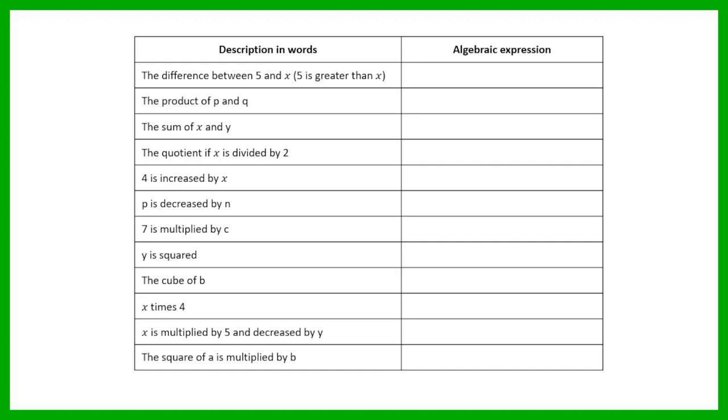Now we're going to practice writing things that you've been given descriptions for in words as algebraic expressions. I'm going to do the first one with you, and then I want you to see if you can do the rest of them by yourself, and then we'll go through them after that. The first one says the difference between 5 and x, and they're telling us that 5 is greater than x. The reason they have to tell us that is because, as I said, when you're finding the difference, you need to take the bigger one minus the smaller one, which means you need to know which one is the bigger one. They've told us that 5 is greater than x, so we're going to take 5 and subtract x from it. So we're going to have 5 minus x. That's what you should have for that one.